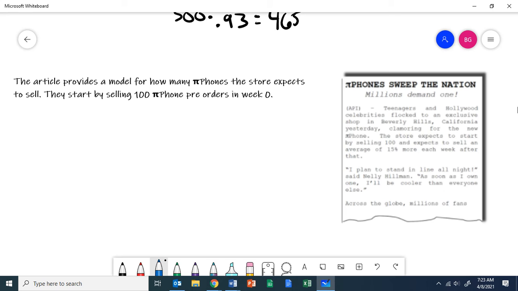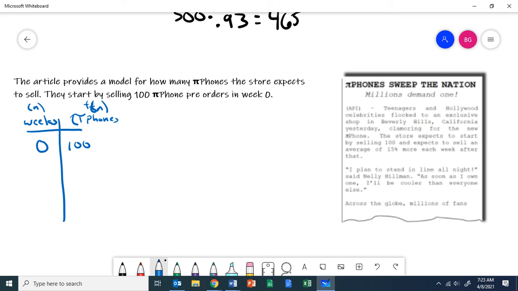So what we're going to do here is make a little T-chart. I'm going to make this weeks, and I'm going to call this N. And I'm going to make this PiPhones, and I'm going to call this up here T of N. So week 0, we have 100. Now this says an average of 15% more each week.